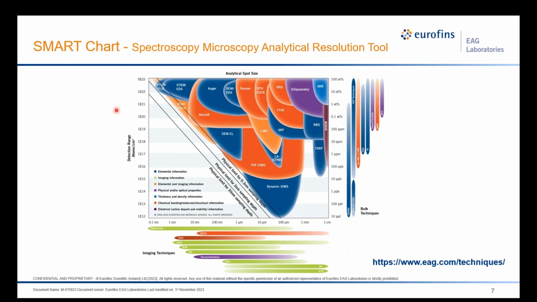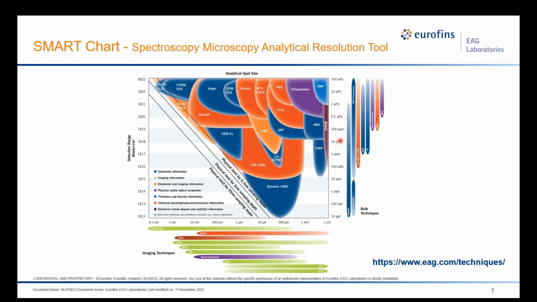And then on the y-axis, what we have is concentrations. Each of these will give you elemental, molecular, or chemical information, and at different levels. At the top, we have percent levels from 100% down to 1%. We have many different techniques that are available to characterize that contamination.